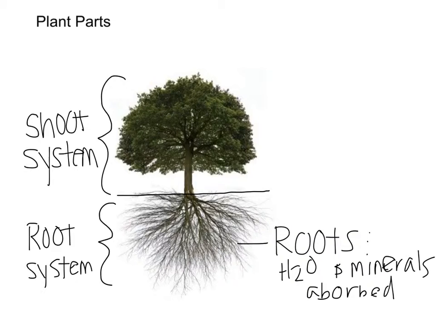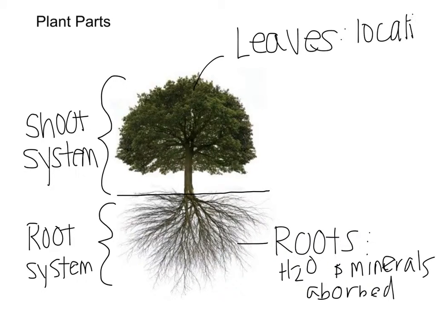All right, so the water and minerals go in through the roots, and where do they wind up that they have to be used for photosynthesis? They wind up in the leaves. So the leaves are a very important part of the plant for the process of photosynthesis because the leaves are where photosynthesis occurs. So leaves are the location for photosynthesis.